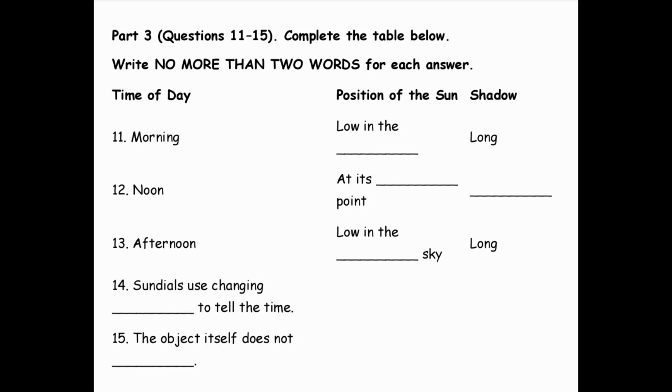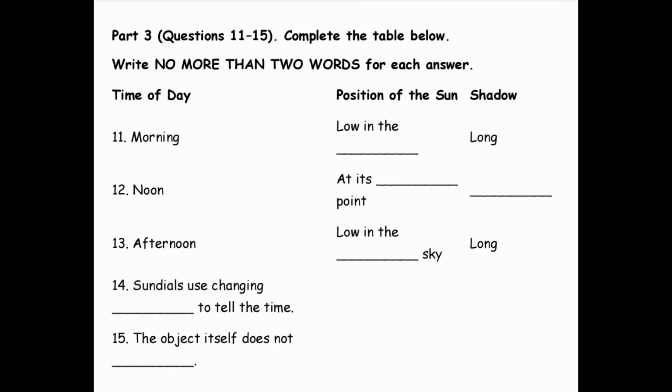So the object doesn't change, only the position of the sun changes. Exactly. The size of the shadow changes because the position of the light source changes. This is one reason why sundials can tell the time. They use the changing position of a shadow as the sun moves across the sky.